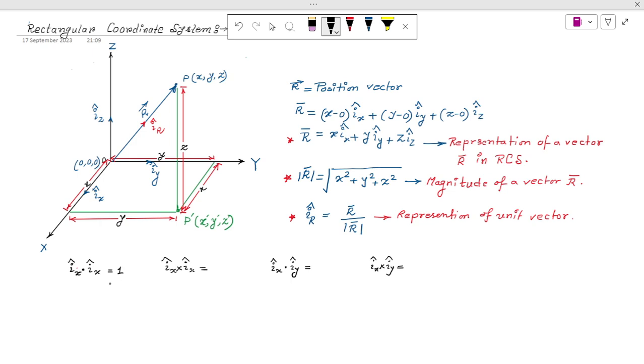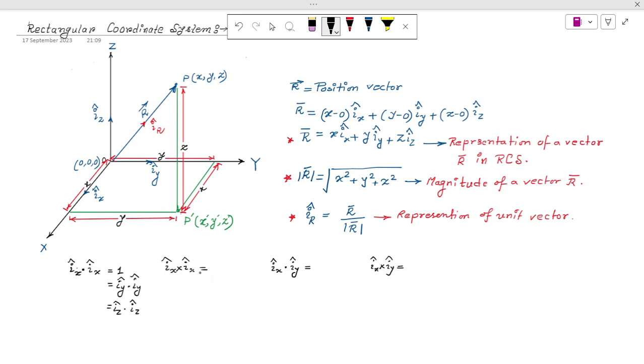This relation is equally true for Iy dot Iy. Write down Iy. Similar way, Iz dot Iz. So this is equally true for all.